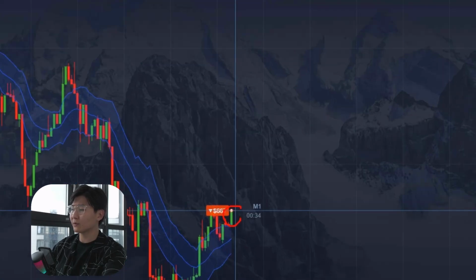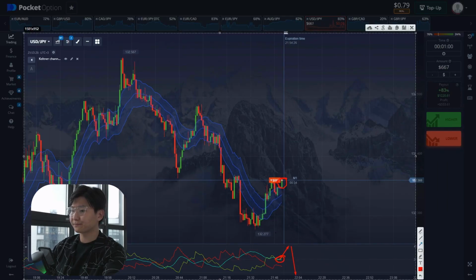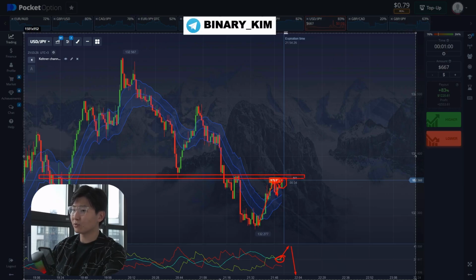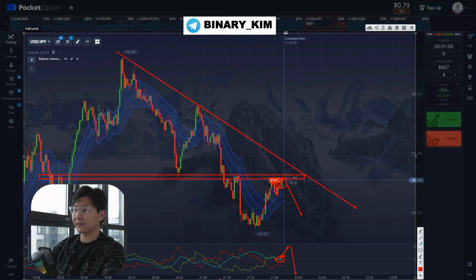The local high was updated, and by the way, here is an important resistance zone, and the downward trend should continue. As simple as that. That's why we opened the short here. And let's see guys.